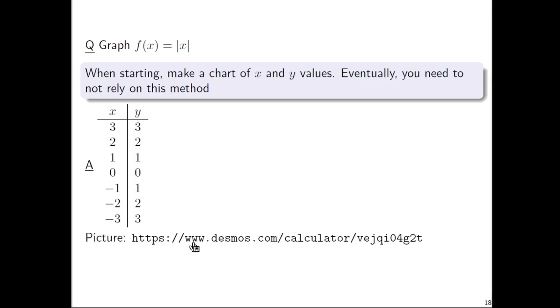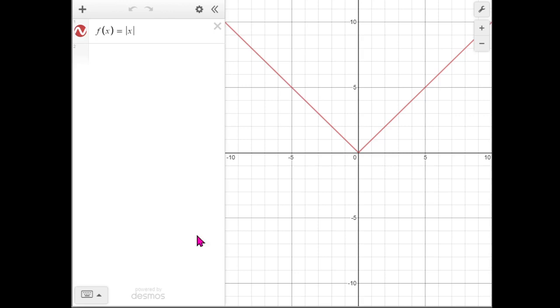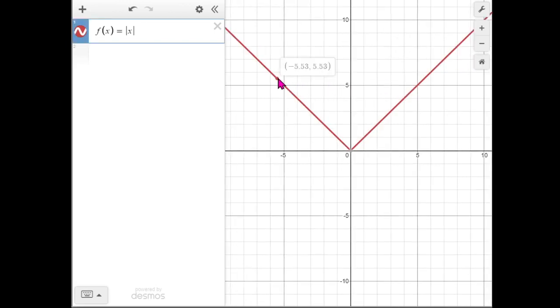Let's click on the link. Okay, here's what the graph looks like. It's a V shape, right? So for instance, you have 5.4 comma 5.4, but you also have over here negative 5.4 comma 5.4, because the y coordinate is the absolute value of the x coordinate, right? y is the absolute value of x. So you get this V shape.